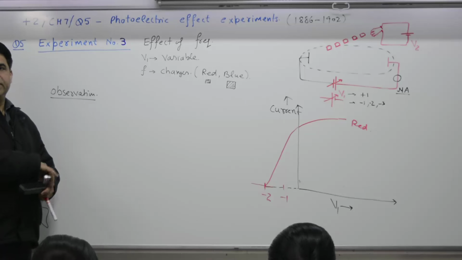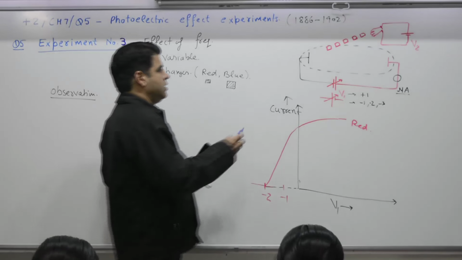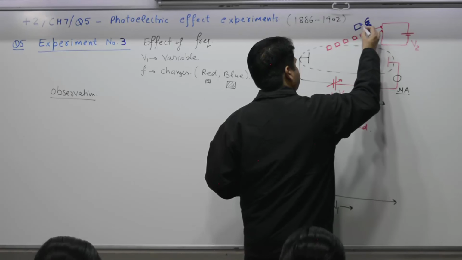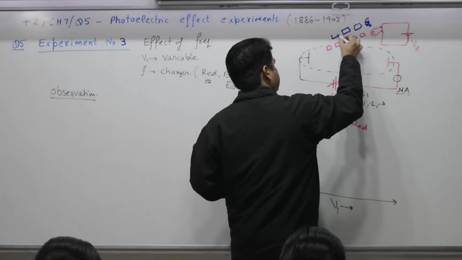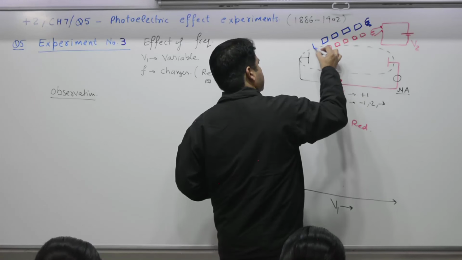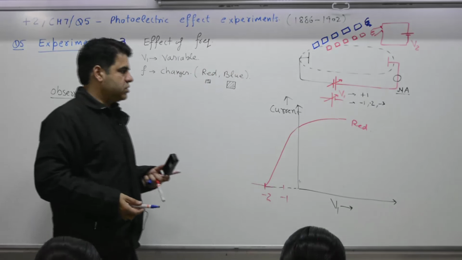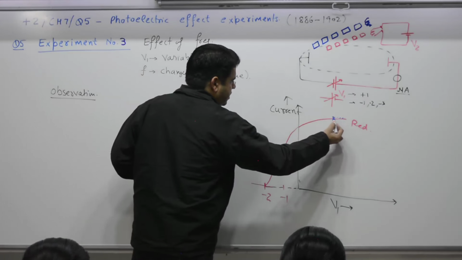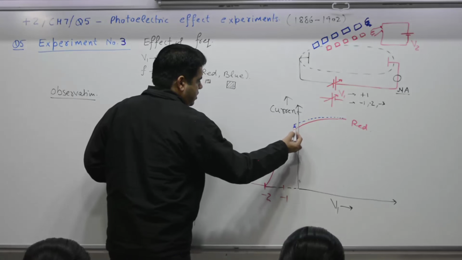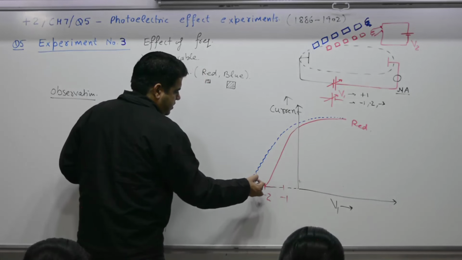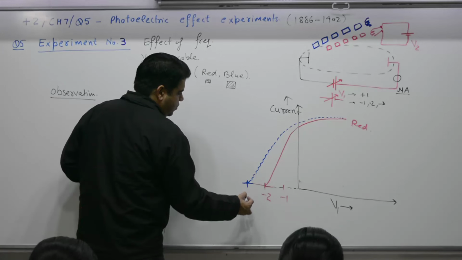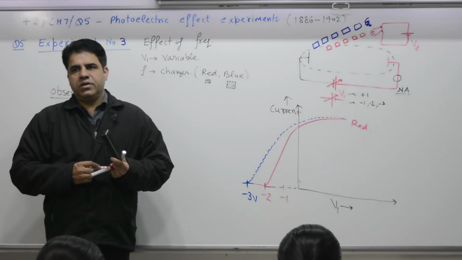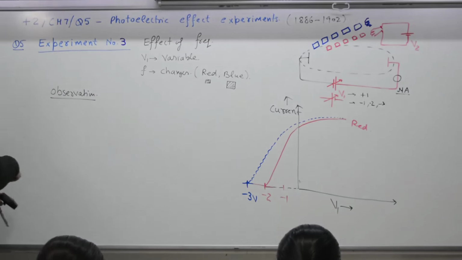Now you change the bulb. If you change the bulb, and now you perform the experiment with the blue color, the size of the packet increases. And the observation was, when you perform this with blue color, the graph pattern is the same, but the current is 0 at, say, -3 volt. This was the observation. Means what?